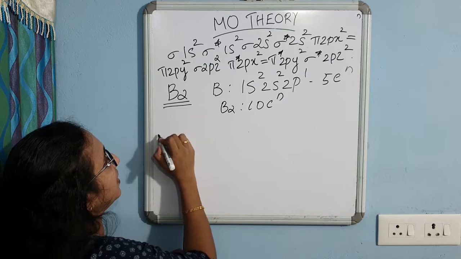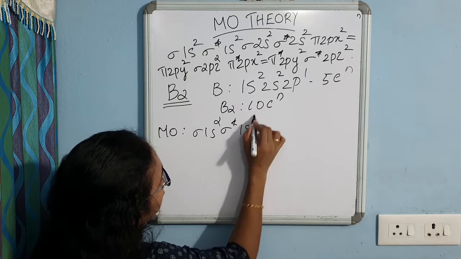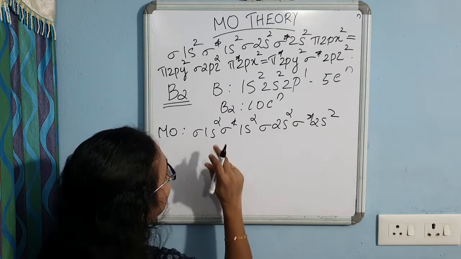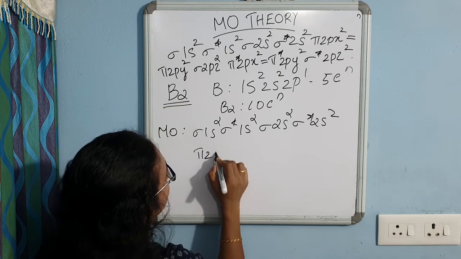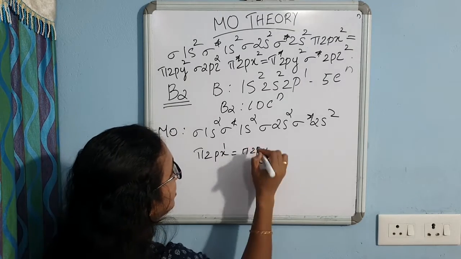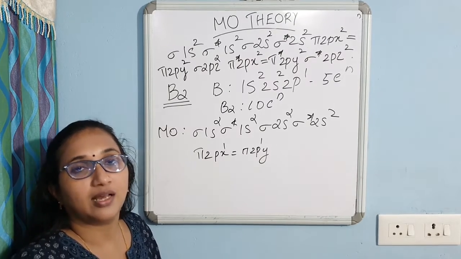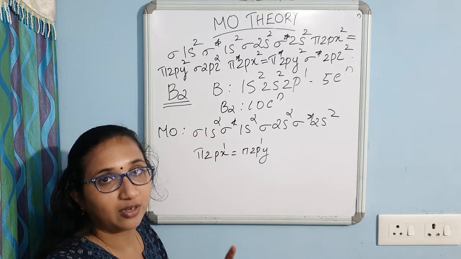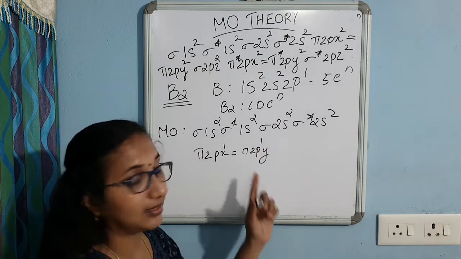So for 10 electrons, we can write the MO configuration as sigma 1s2, sigma star 1s2, sigma 2s2, sigma star 2s2. We have 2, 4, 6, 8. 2 more electrons are to be filled. So the next energy level, pi 2px equals pi 2py, both are of same energy. So we have to singly occupy the electrons in each orbital as per Hund's rule. We know Hund's rule states that pairing of electrons will not take place as long as there is a vacant orbital of the same energy. So this is the configuration. So we got 2, 4, 6, 8, 9 and 10 electrons.